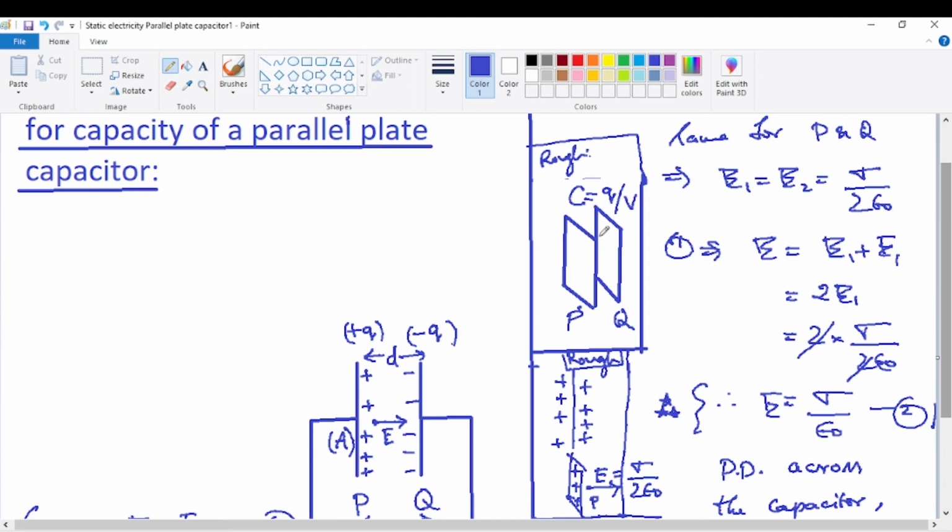So on each plate of the capacitor, the magnitude of charge, ignoring the positive and negative signs, is Q. The capacitance is the charge on each side, Q, divided by the potential difference between the two plates, V. This is the defining equation for the capacity of a capacitor, applicable even for the parallel plate capacitor. In general, for any capacitor, this is the equation.